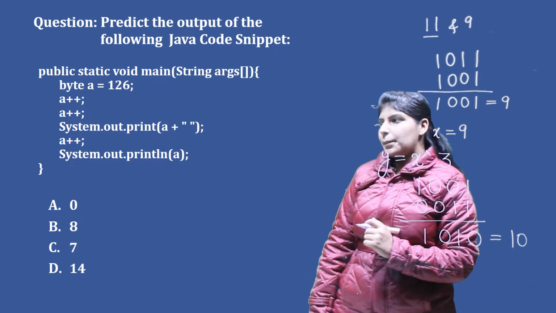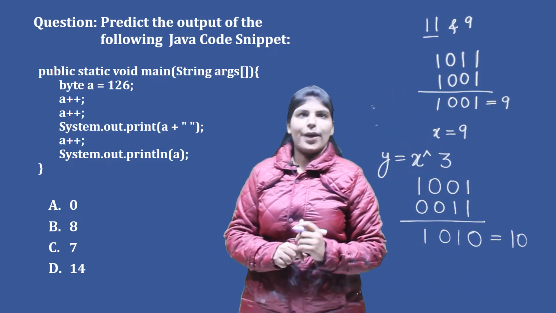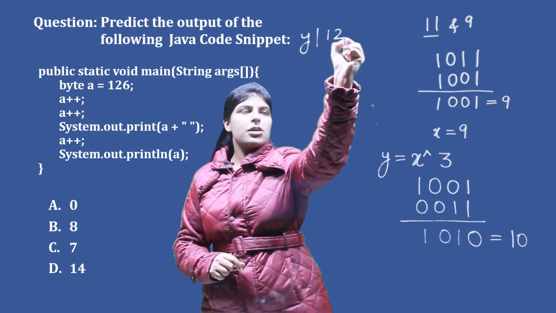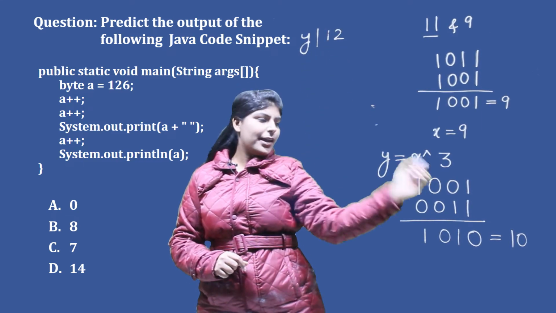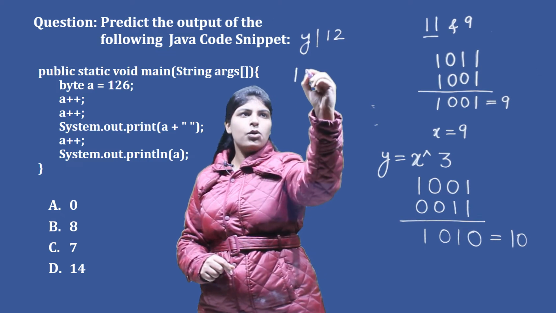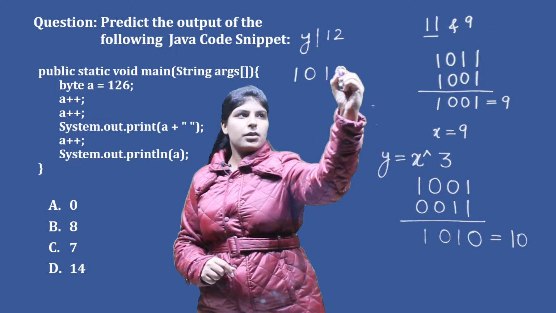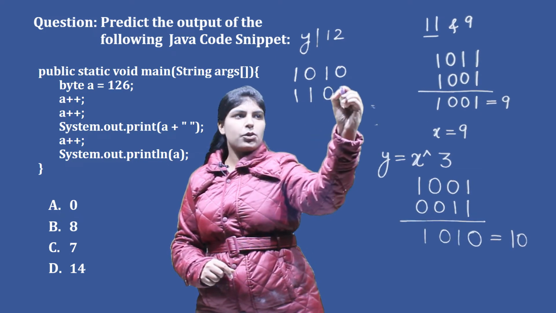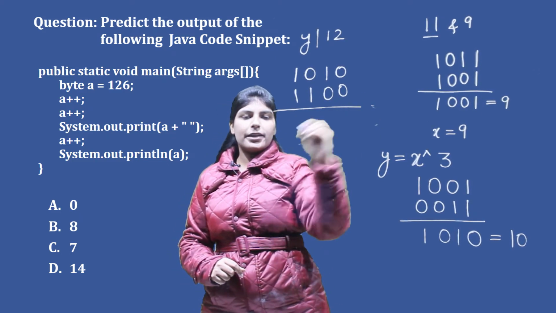Now in the print statement I have y or 12. So we'll do this operation, y or 12. So now what is the binary equivalent of y? That is 10, that is 1010. So what is the binary equivalent of 12? It is 1100. And now I have to apply the OR operator.